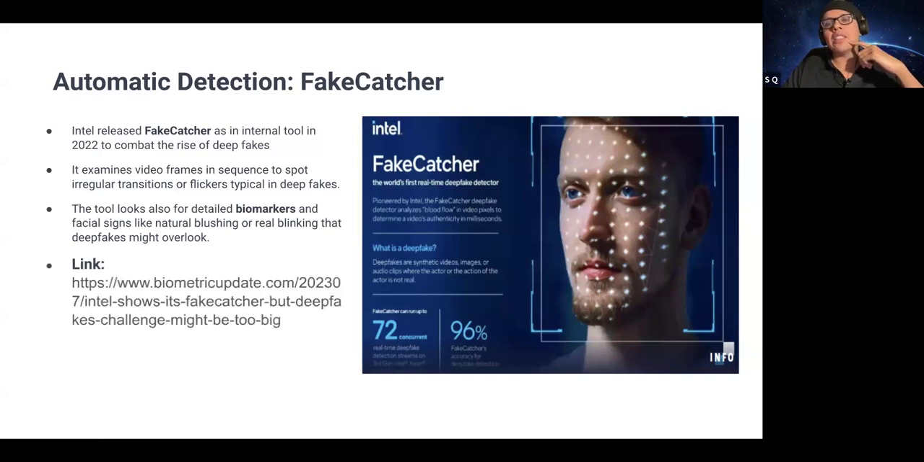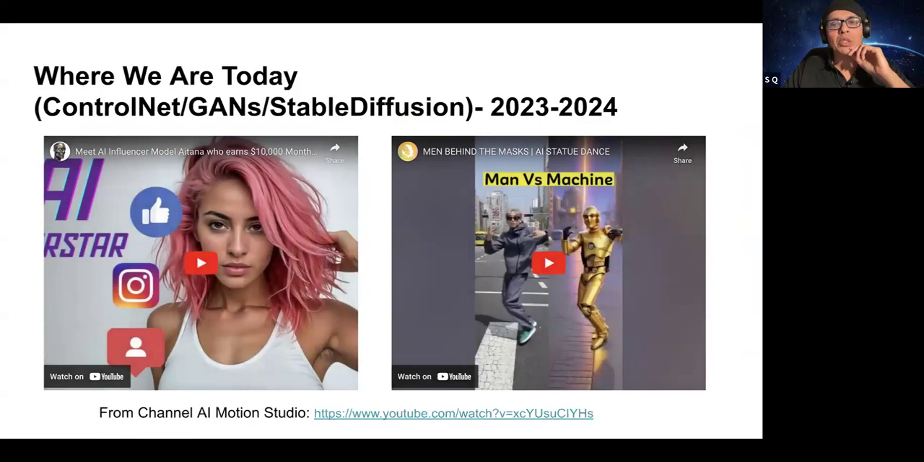But as with all technology, deepfake technology has increased in its ability to even defeat the FakeCatcher tool. But you can follow what's going on with this tool. So I have two more slides and then I'll be done. So where are we today? I'm just going to play a quick video for those who are not familiar with this, but this was in December, this was a popular story.